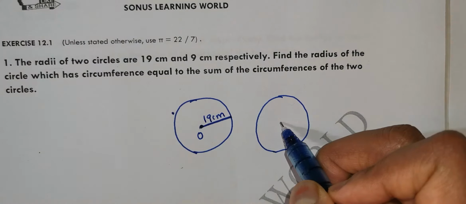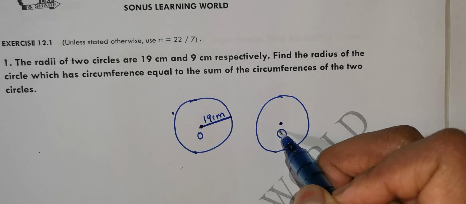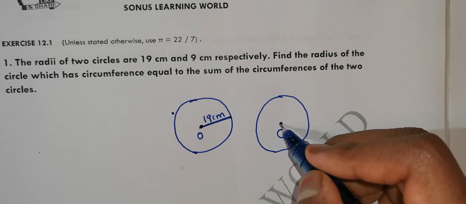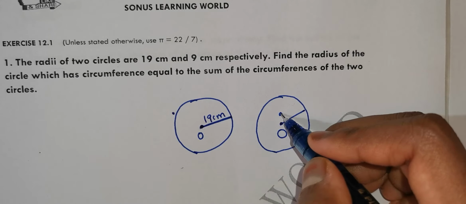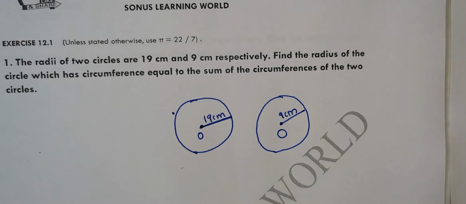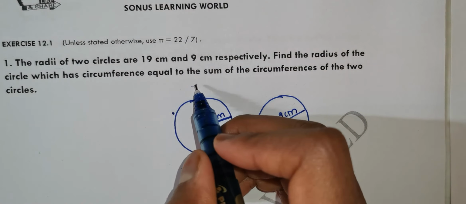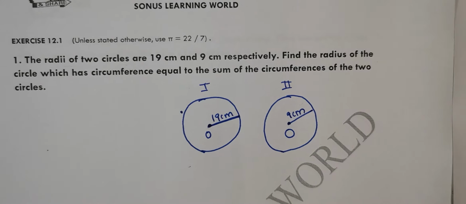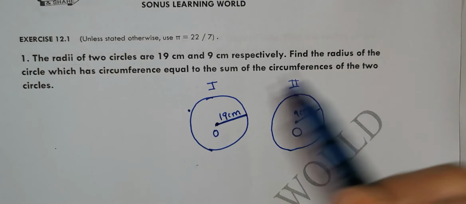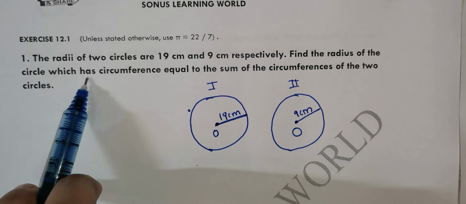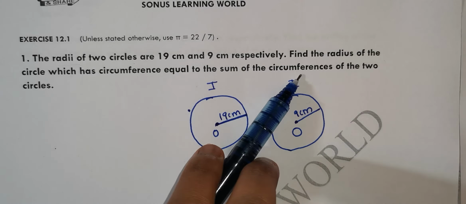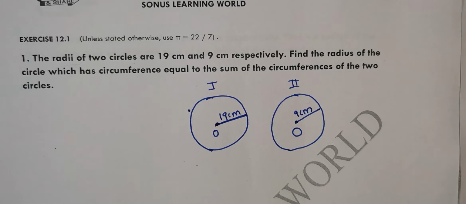Same like that here also, let this be the center of this particular circle. From here to here, that is 9 centimeter. That is the radius of the second circle. Okay, we have the first circle and we have the second circle. We have two circles. Find the radius of the circle which has circumference equal to the sum of the circumferences of the two circles. So what we have to find?